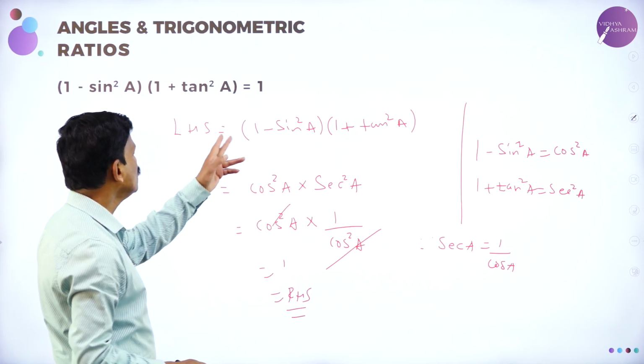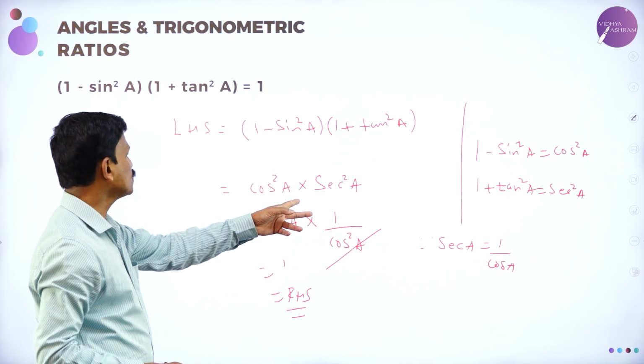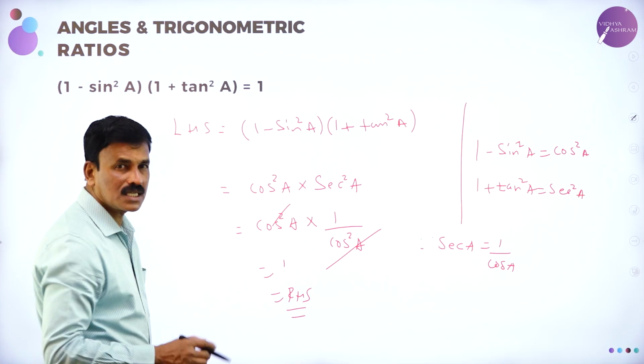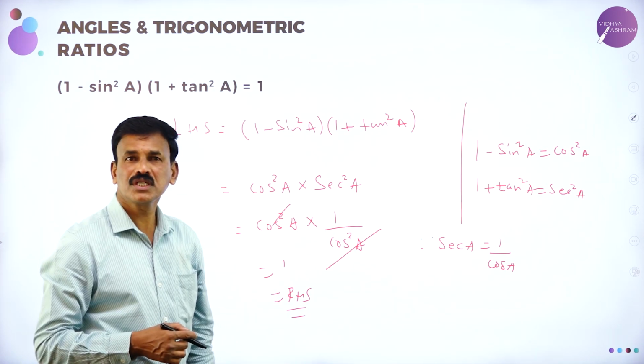That's it. Very simple. 1 minus sin square is cos square, 1 plus tan square is secant square. Secant square is 1 by cos square. Cos square gets cancelled, we will get 1. Now move on to the next problem.